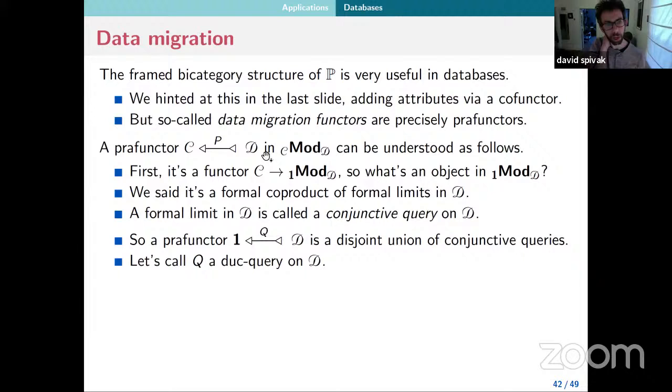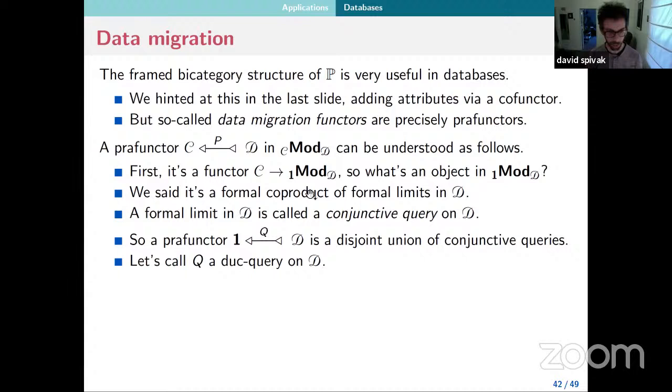So if we have a C-D bimodule, then first of all, it's just a functor from C to 1-D bimodules. Since we all understand functors pretty well, it's enough for me to tell you what 1-D bimodules are. An object in 1-D bimodules is a formal coproduct of formal limits in D. Now, a formal limit in D is called a conjunctive query in databases. I guess those would probably be the finite limits, but it's not a big deal, I don't think. So a profunctor from 1 to D is a disjoint union of conjunctive queries, which is kind of the most important thing that you'll find in database theory. I'll call these duck queries, just so I don't say disjoint union of conjunctive queries: DUC queries. So a 1-D bimodule is just a duck query on D.